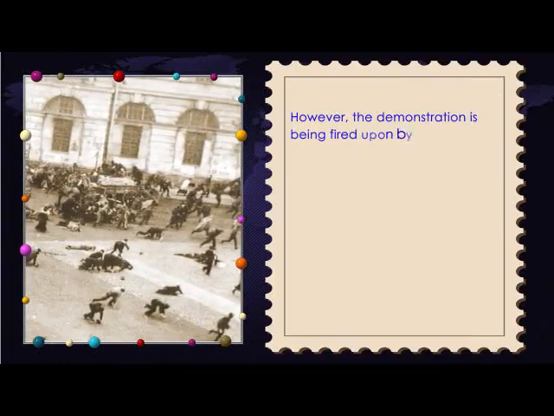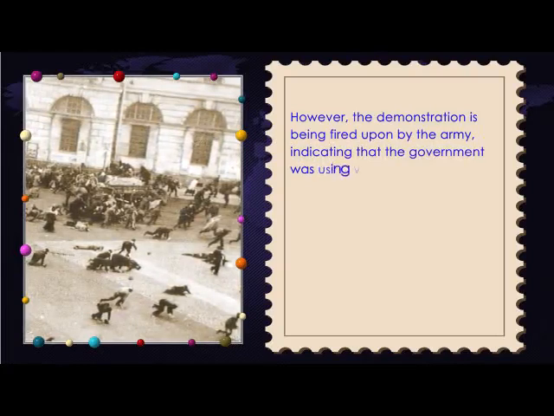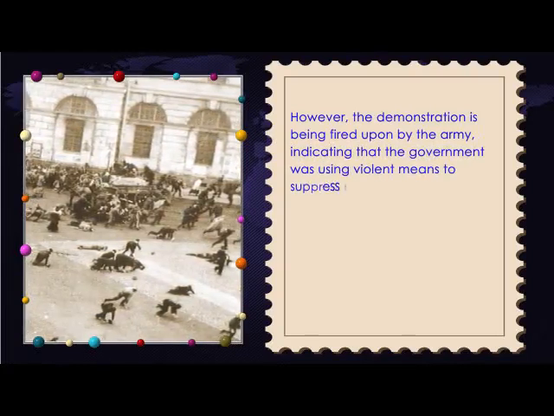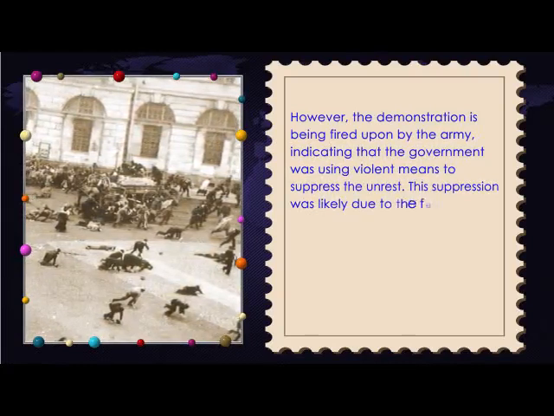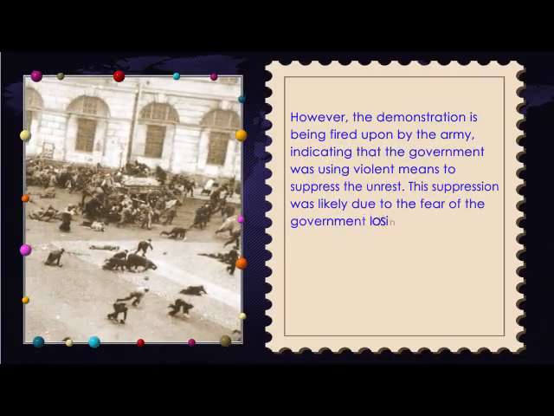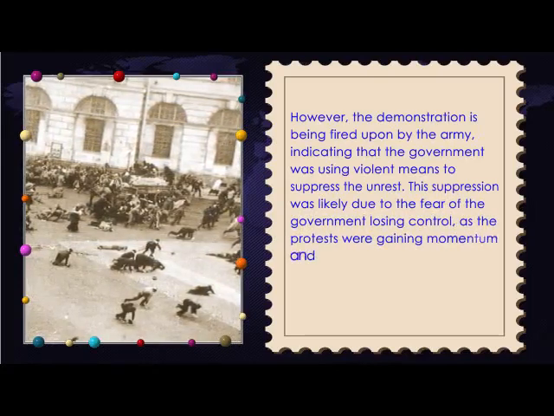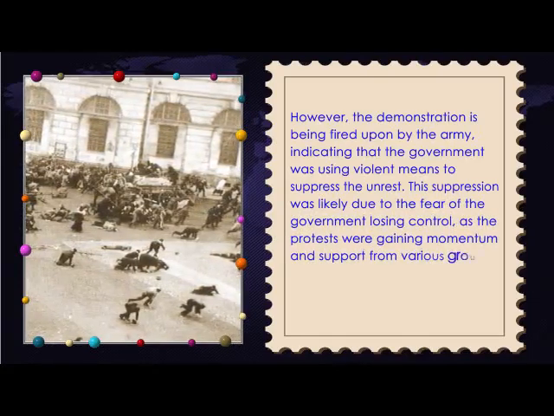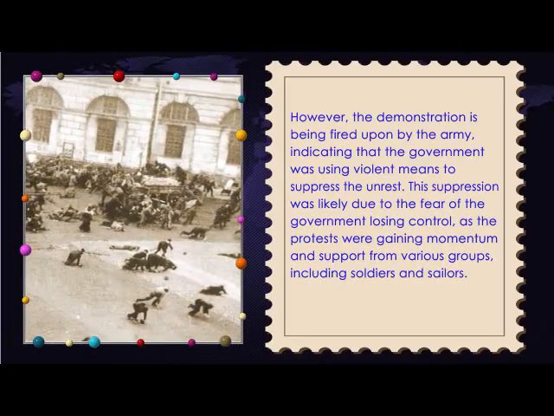However, the demonstration is being fired upon by the army, indicating that the government was using violent means to suppress the unrest. This suppression was likely due to the fear of the government losing control, as the protests were gaining momentum and support from various groups including soldiers and sailors.